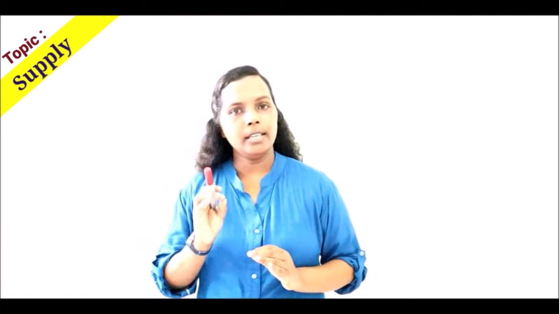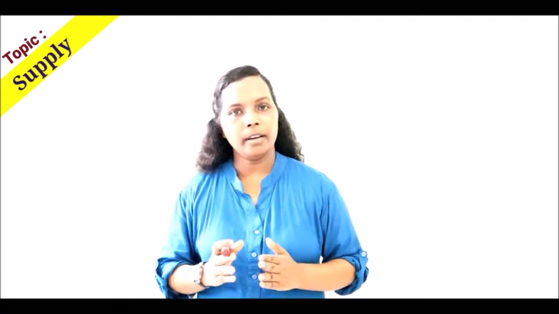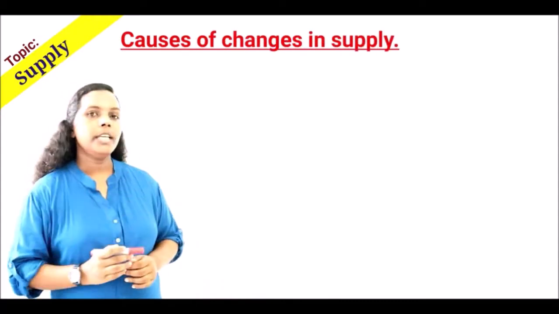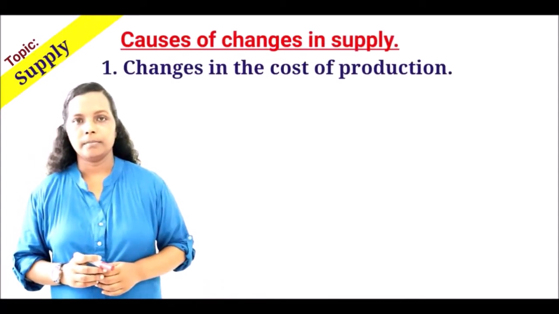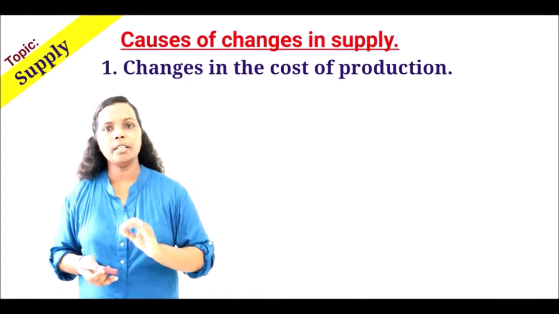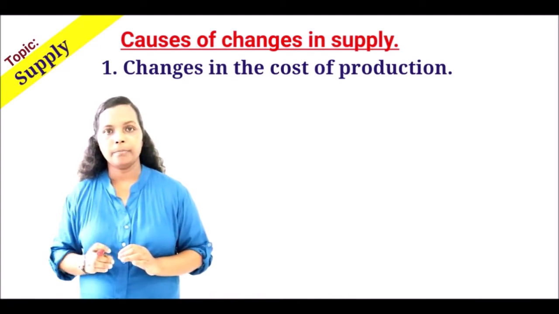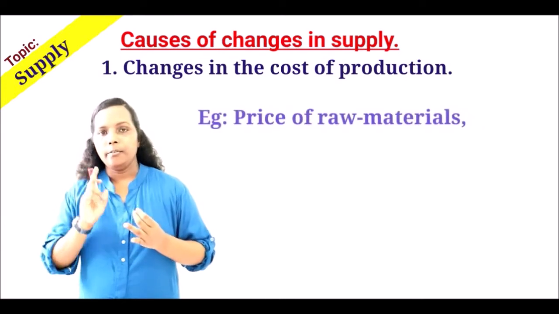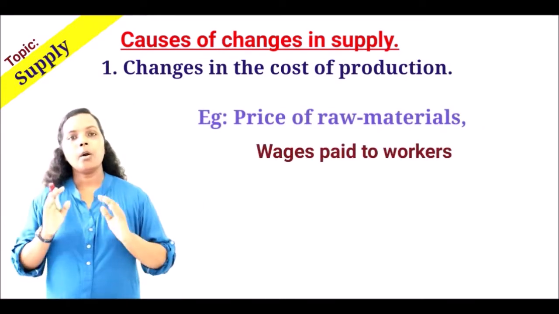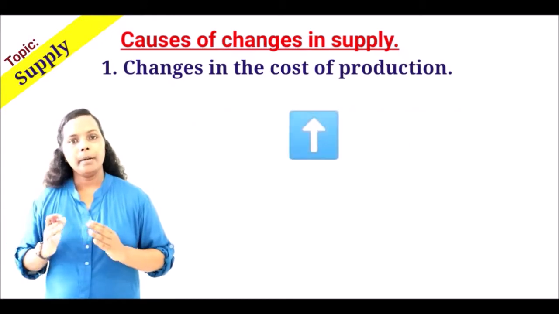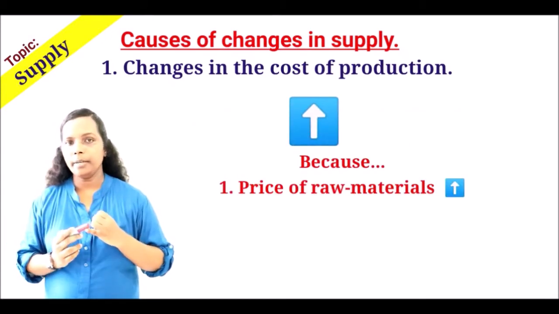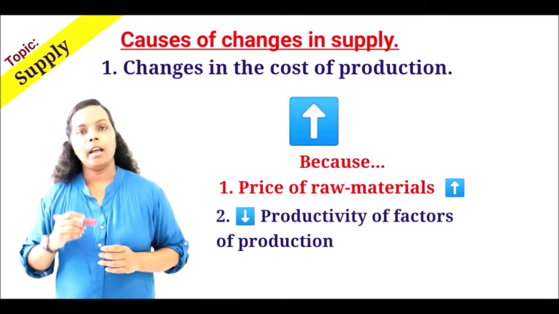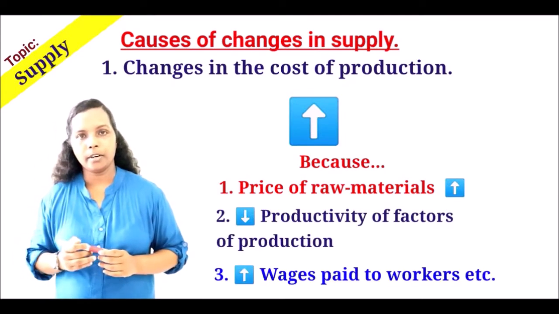Now we are going to discuss what these non-price factors causing the supply to change are. Number 1. Changes in the cost of production. Cost of production is an important factor affecting supply. The cost of production includes the price of raw materials and wages or salaries. Cost of production may increase because of an increase in the price of raw materials, reduced productivity of factors of production, and an increase in the wages paid to the workers.